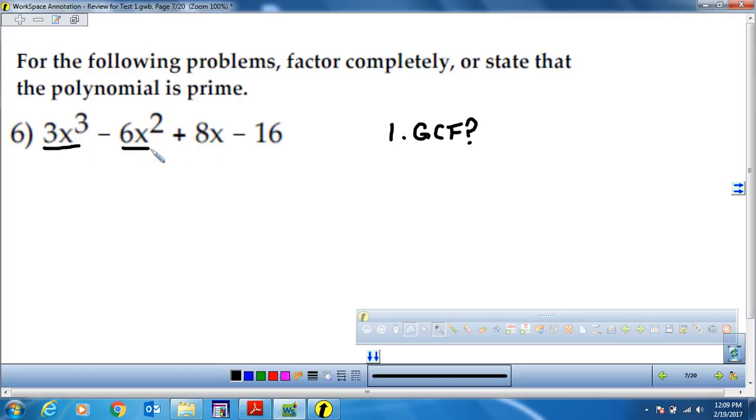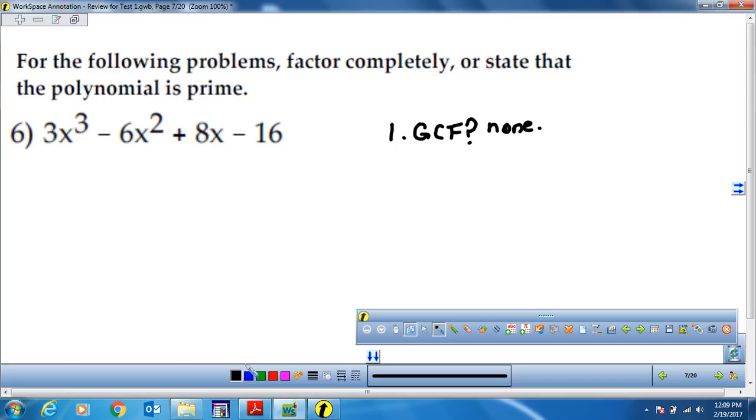So if we look at all of these terms, can I first of all, let's say, divide any x out of them? We cannot, because the last term does not have x, right? So the x is not a common factor. Can I divide any number, and is there any common value that can be divided out of 3, 6, 8, and 16? The answer is also no, right? So that means there is no greatest common factor on this problem to begin with.